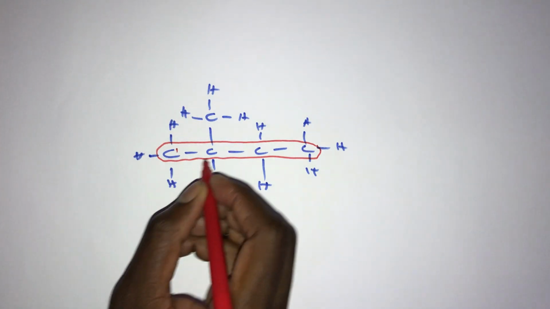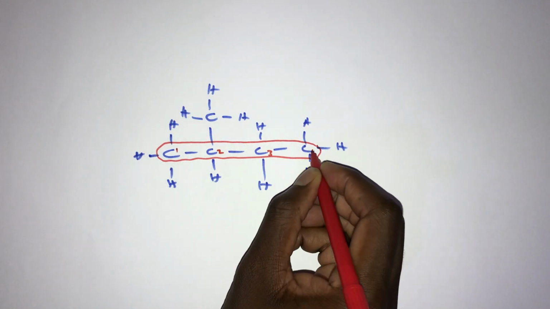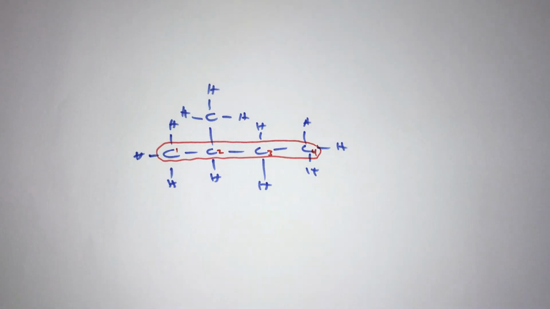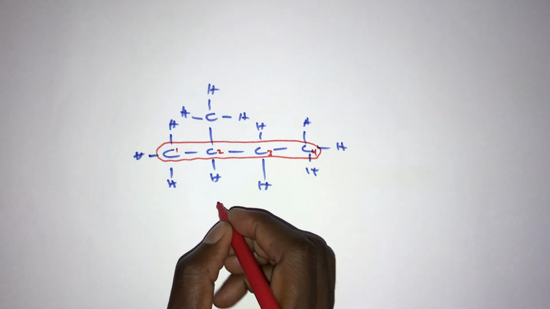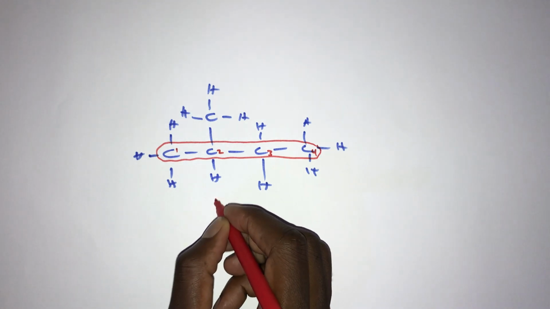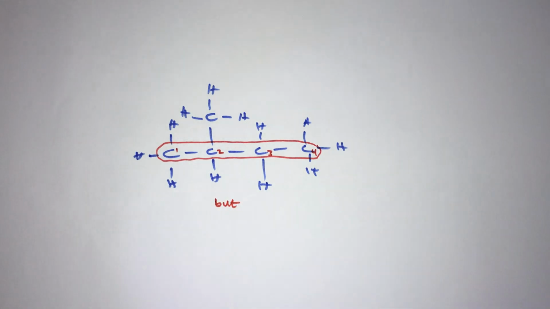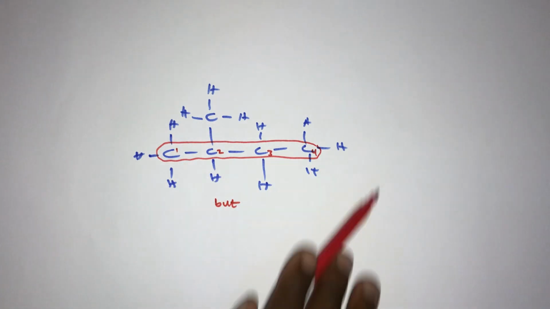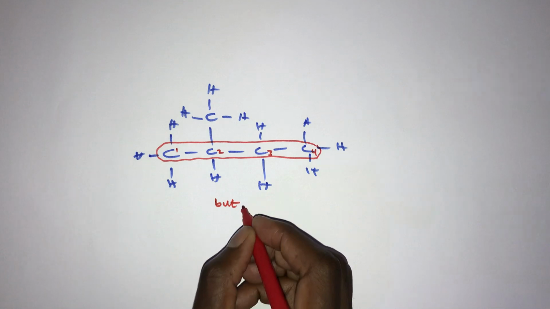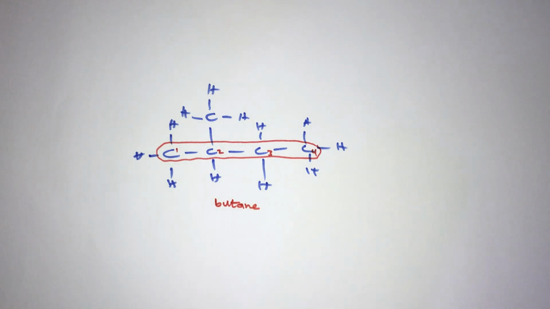So that means we're going to say 1, 2, 3, 4. So it's 4 carbon atoms on our longest chain. So 4 carbon atoms is what? But. So now let's check the structure, it consists of single bonds. So since single bonds, let's just call it butane.